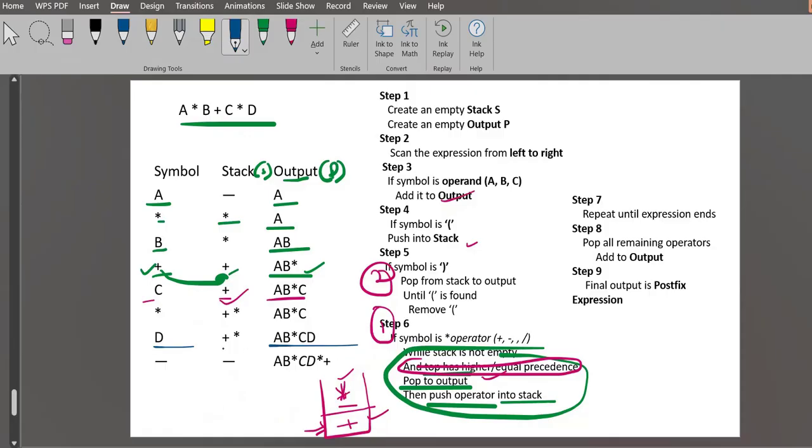Now we have to pop all the remaining. We don't have any expression left, so d is the end. Plus and multiply are still in the stack, so we have to pop them into the output. Multiply will go first and then plus will go. So this is the expression you will get as postfix.